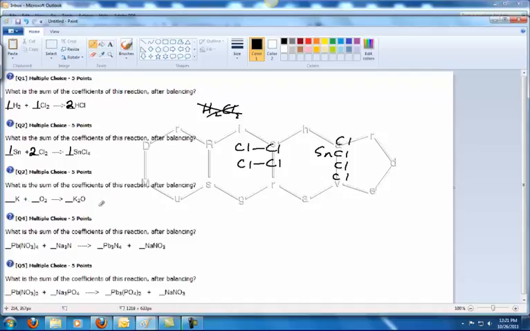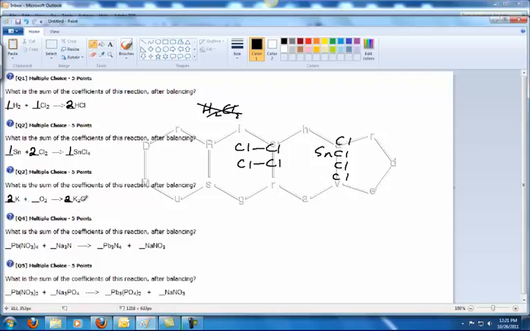Okay, so for the next one, we've got potassium and oxygen. We've got one O2 over here, I should say, and we've got a K2O here. So we've got 1 K and 2 Ks. So in order to balance that out, what I might do is put a 2 in front of here. And then I look at the oxygens and I say, okay, I've got 2 oxygens here, and now I've got 1 oxygen here.